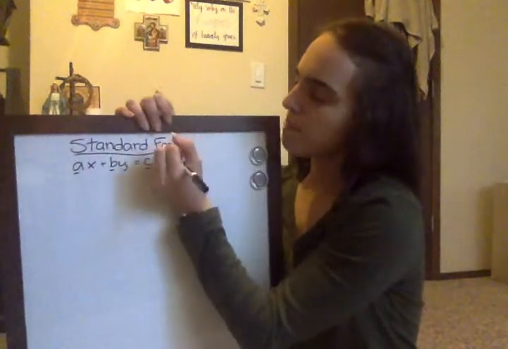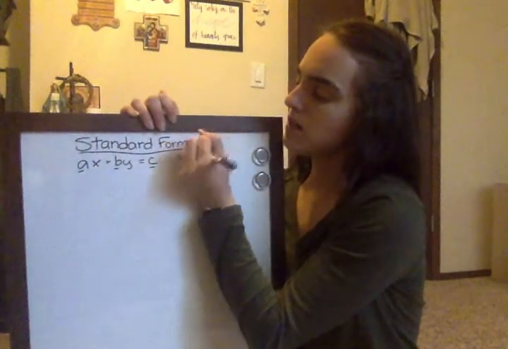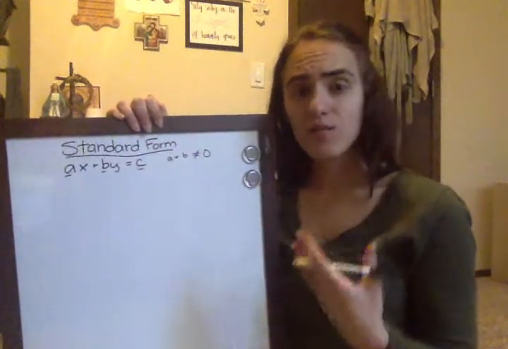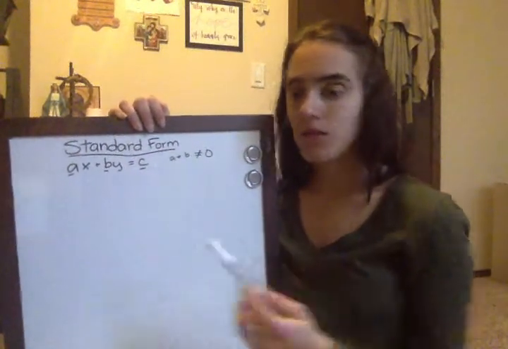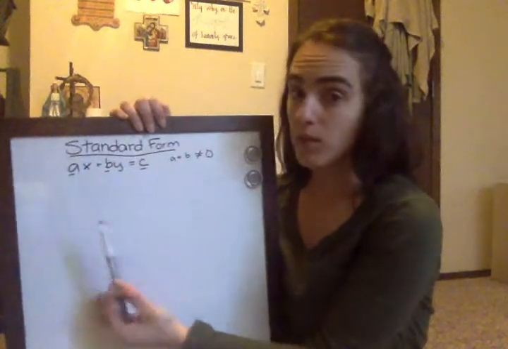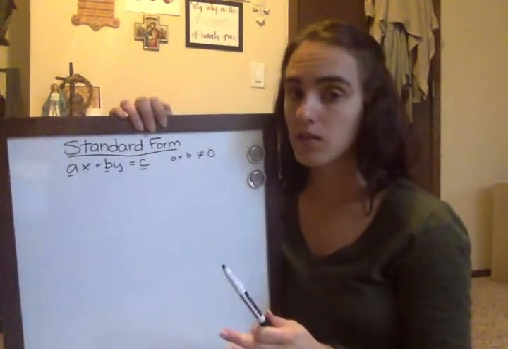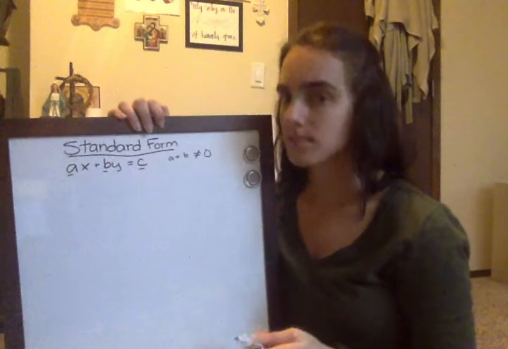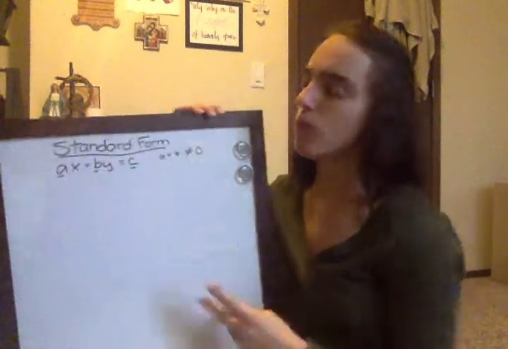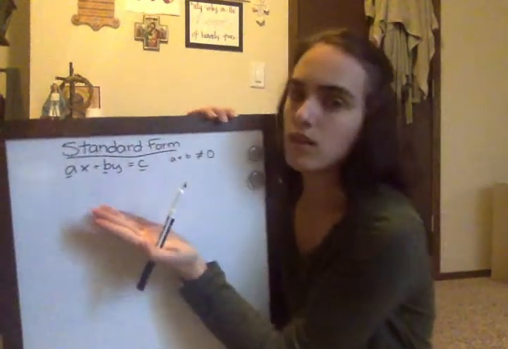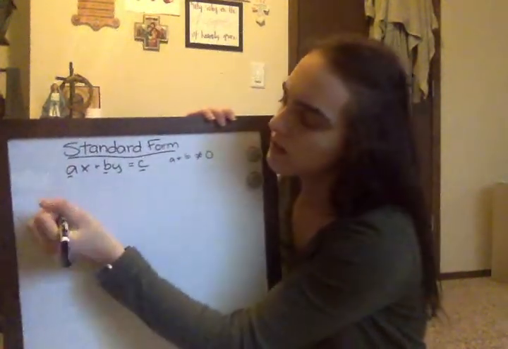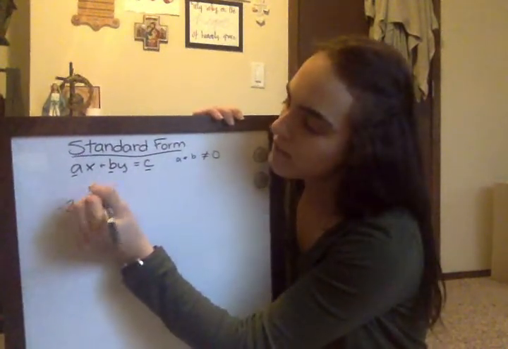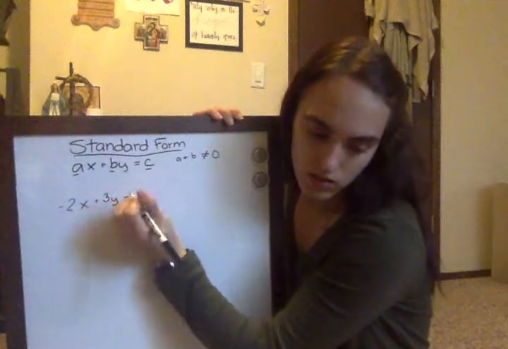One important note. A and B cannot be equal to 0. In standard form, your numbers A and B, whatever number you have in for them, cannot be equal to 0. Otherwise, it doesn't work and it won't graph. A and B cannot be 0. So what would this standard form look like in an equation? It looks something like this. Negative 2x plus 3y equals negative 6.